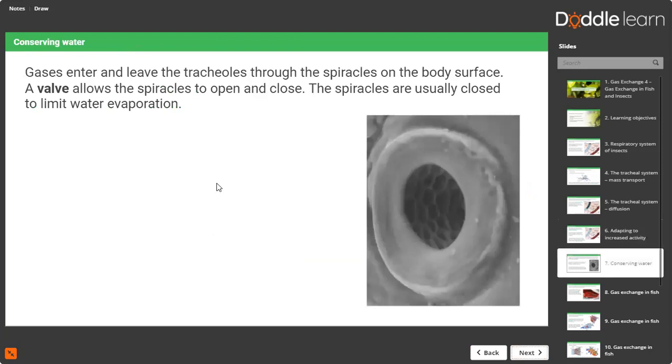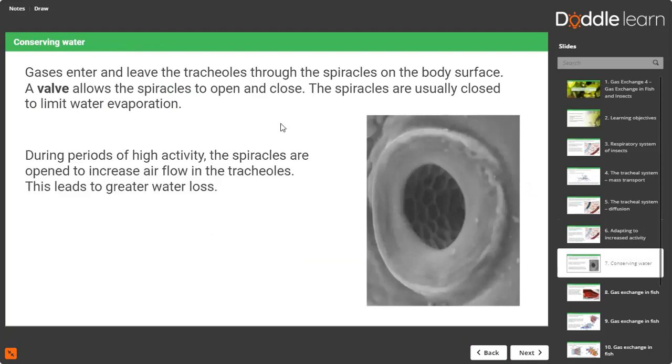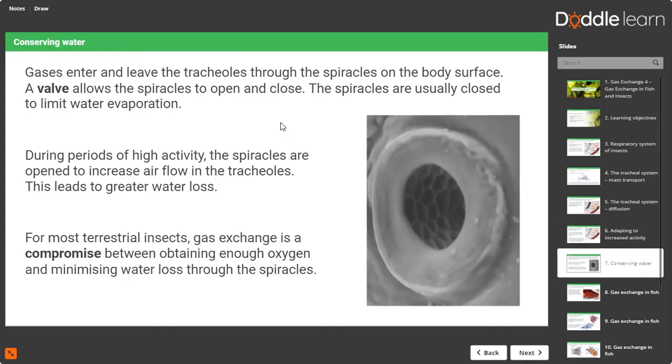We also said that they are able to exchange gas in a way that helps them to conserve water. As gases enter and leave the tracheoles through the spiracles on the body surface, a valve allows the spiracles to open and close. The spiracles are usually closed to limit water evaporation. During periods of high activity, the spiracles are open to increase airflow into the tracheoles. However, this does lead to greater water loss. So for most terrestrial insects, gas exchange is a compromise between obtaining enough oxygen and minimizing water loss through the spiracles. Here's an image of a spiracle there.